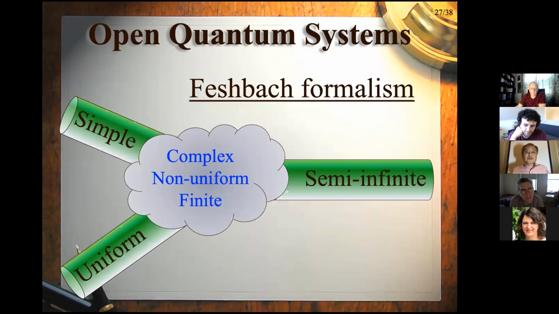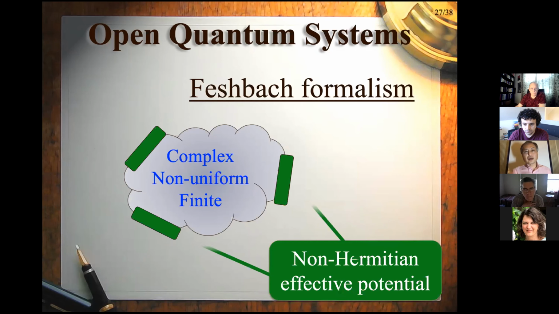And in the second part, I'm going to talk about the Feshbach formalism. Feshbach formalism tells you the way to eliminate this infinite, semi-infinite environment, and make it into a non-Hermitian effective potential. Okay, I'm gonna tell you some algebra now.